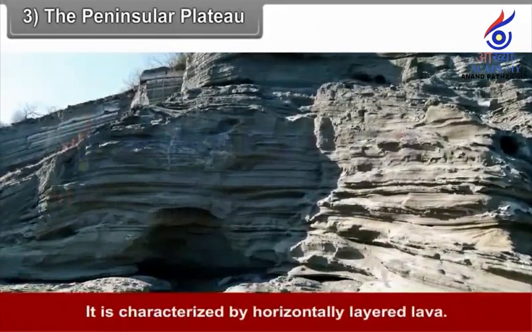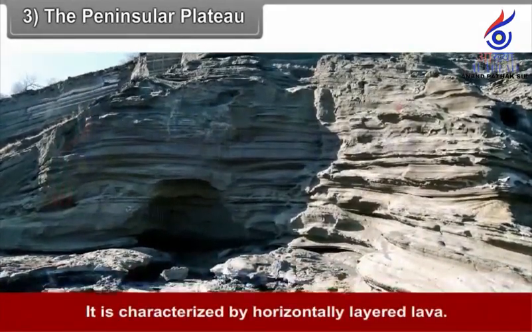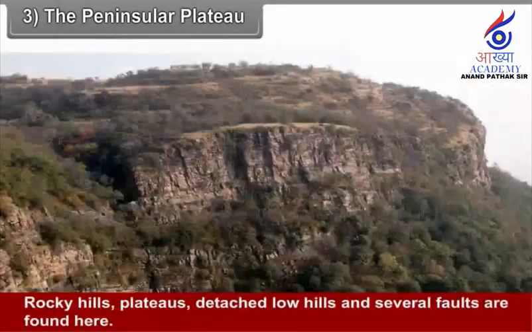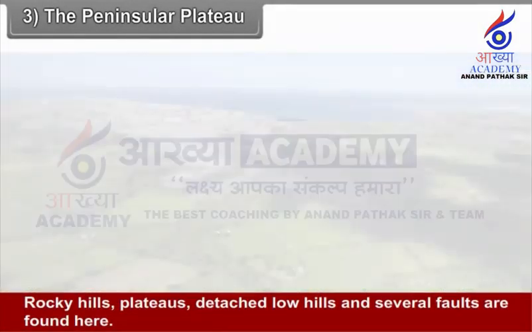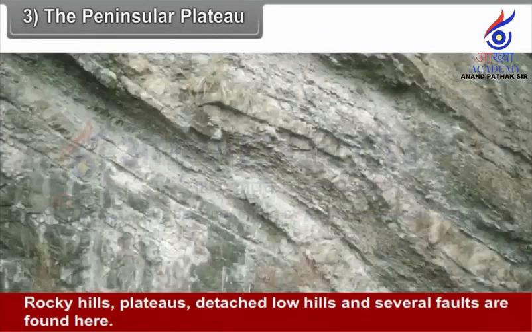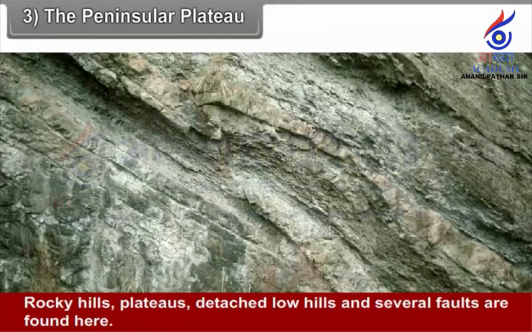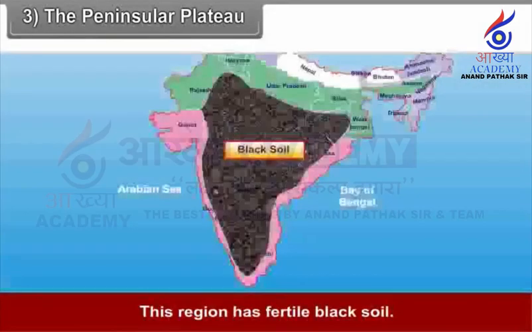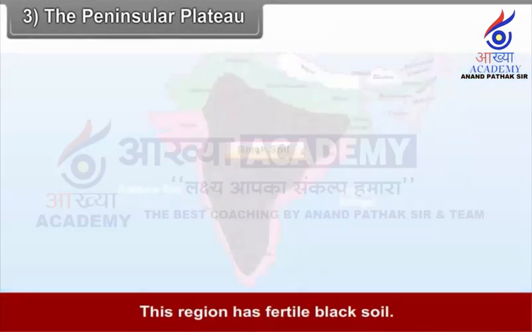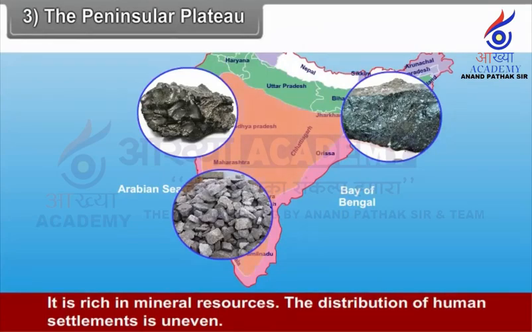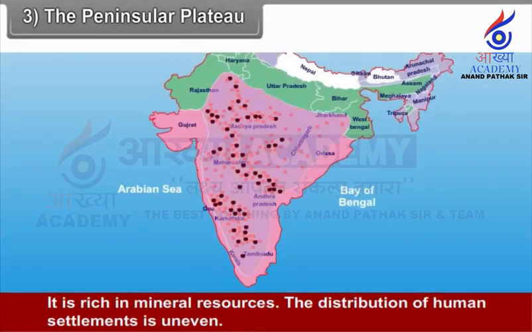It is characterized by horizontally layered lava, rocky hills, plateaus, detached low hills, and several falls are found here. This region has fertile black soil. It is rich in mineral resources. The distribution of human settlements is uneven.